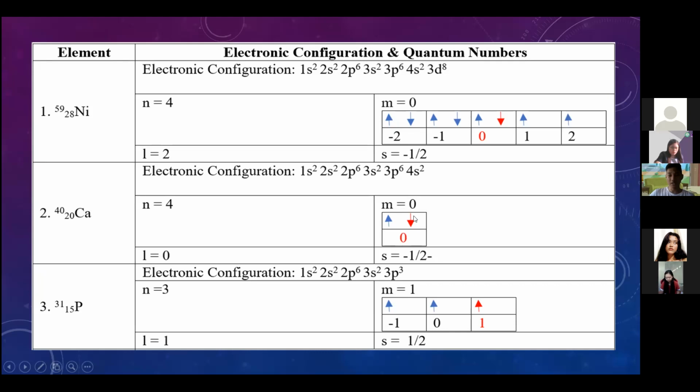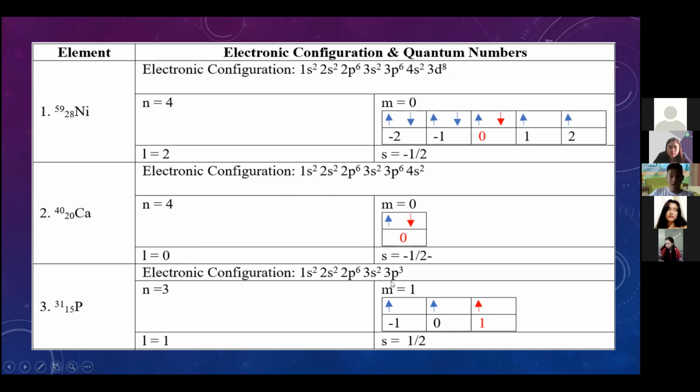Okay, zero, since it stopped at the arrow pointing downward, so negative 1/2. For phosphorus, its principal quantum number is 3, because phosphorus is in period 3 of the periodic table. Then the angular momentum quantum number is 0.